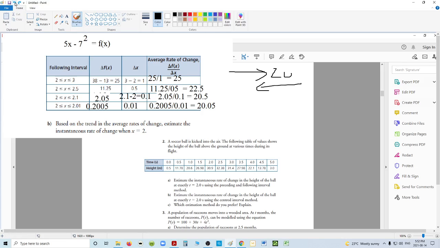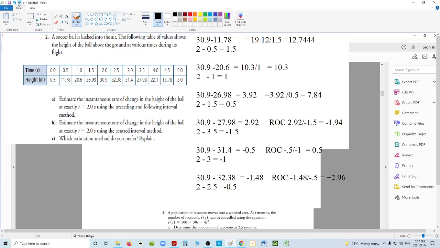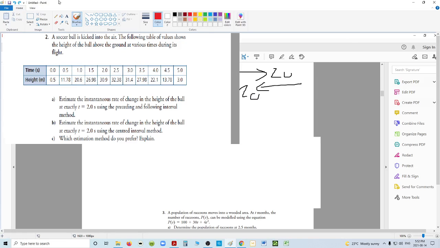The average method says I have to take the average here between these 2 points, and then the average here between these 2 points, and maybe even the average here between these 2 points to see what's going on. So let's do that instead of what we just did.